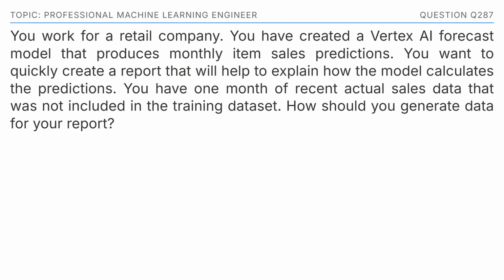You work for a retail company. You have created a Vertex AI forecast model that produces monthly item sales predictions. You want to quickly create a report that will help to explain how the model calculates the predictions. You have 1 month of recent actual sales data that was not included in the training dataset. How should you generate data for your report?